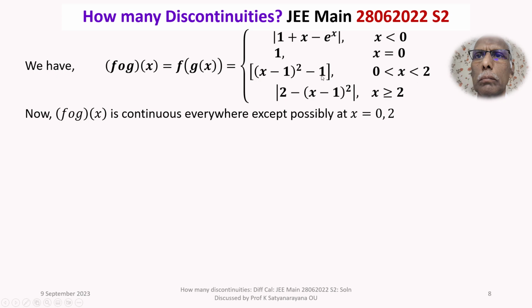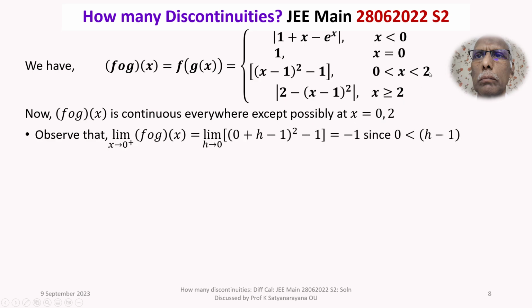It's not varying much. This is also a polynomial, and everything is continuous. This is all a continuous function. One may get about the bracket function here, and between 0 and 2, at the end points it is 1, and in between it is negative. Anyway, it is continuous everywhere except possibly at x equal to 0 and 2.